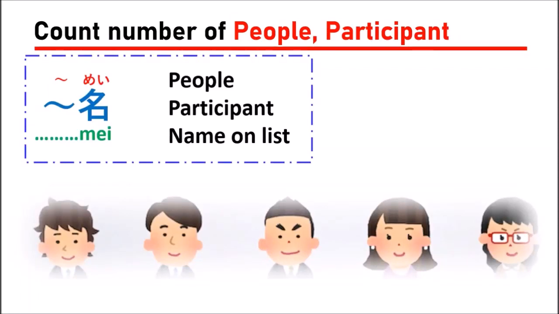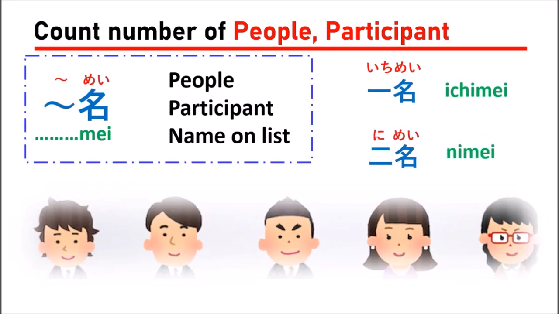number of people, participants. In Japanese, they use the unit 名 to count people, participants, or names on the list. Let's see how to count. 1名、1名、2名、2名。When you say 1名, that means one person. When you say 2名, that means two people, or two persons, or two participants, or two people on the list, name.